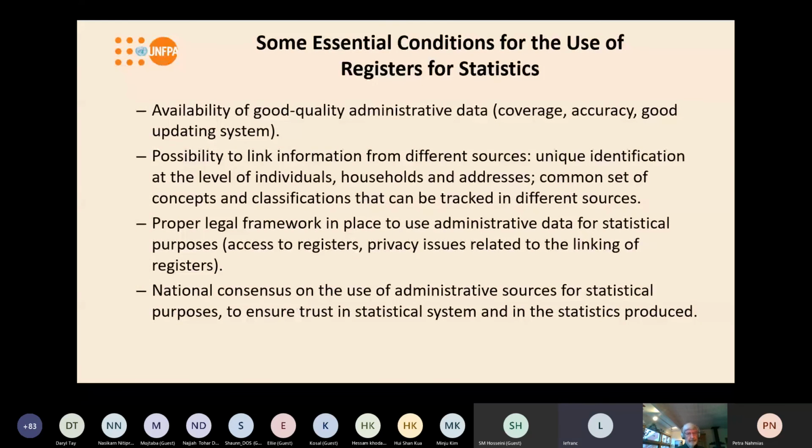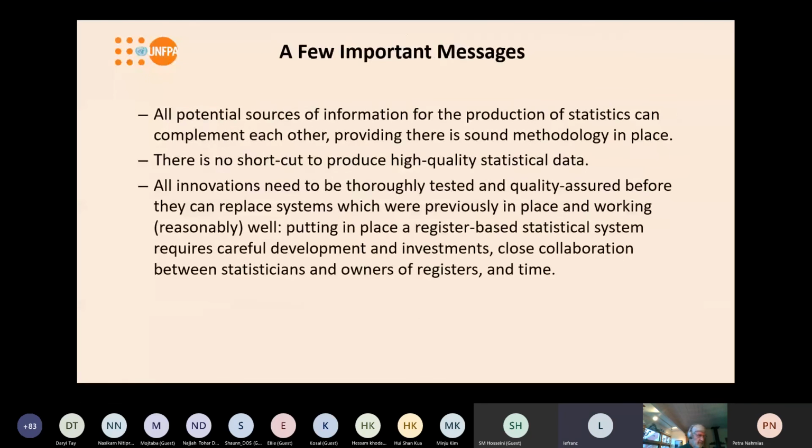So these are quite important and strong conditions that need to be put in place. And I would like to finish, before we can have the discussion, with a few important messages that go along with the presentation I've made and the conditions that I've presented. I think there's no problem of linking and having different sources of information complementing each other, providing there's sound methodology in place and you can explain why different sources may produce different results and explain why the concepts are slightly different, or there are some methodological reasons for things not to be exactly the same.